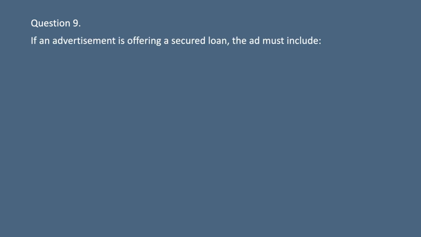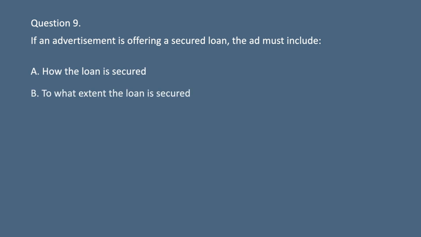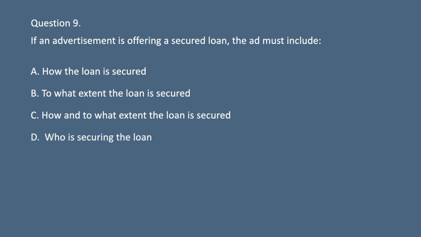Question 9. If an advertisement is offering a secured loan, the ad must include A. The loan is secured. B. To what extent the loan is secured. C. How and to what extent the loan is secured. D. Who is securing the loan?